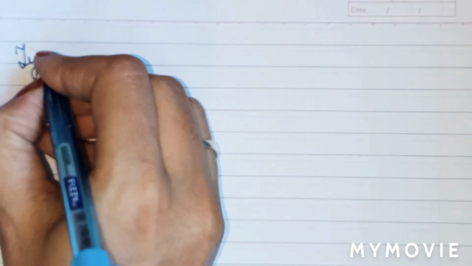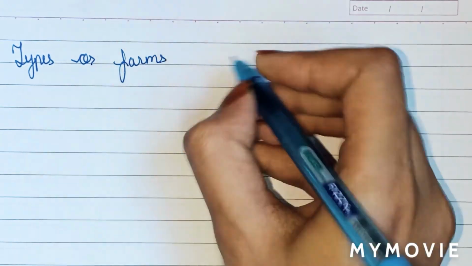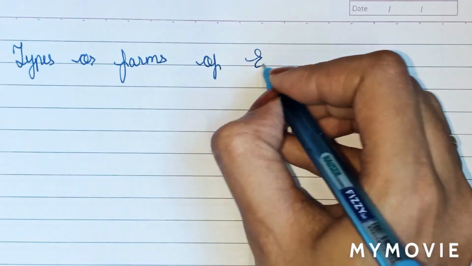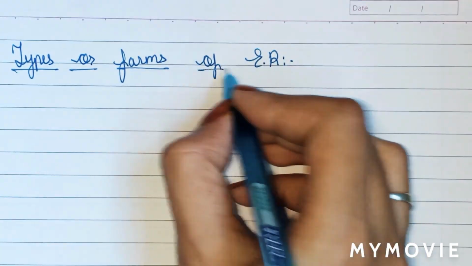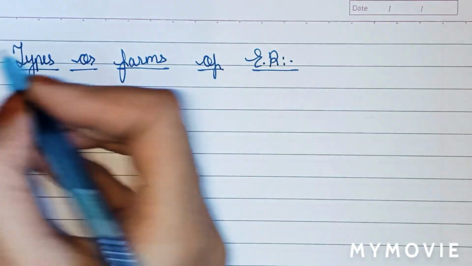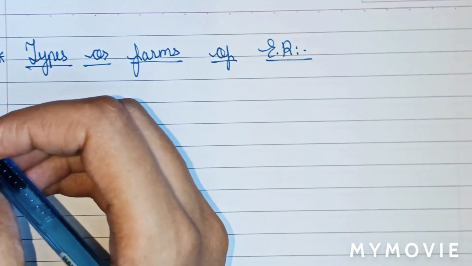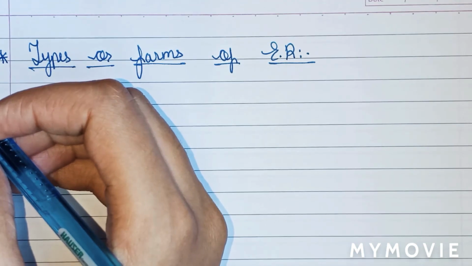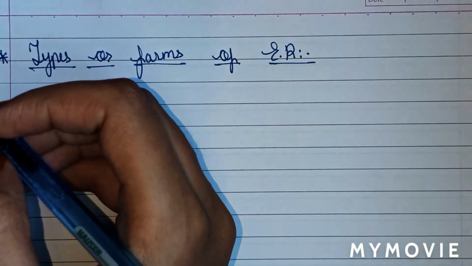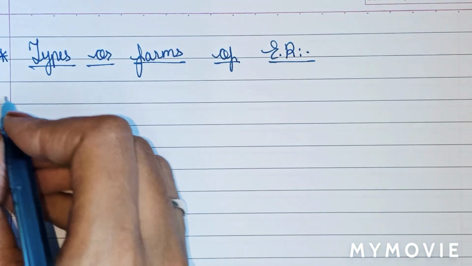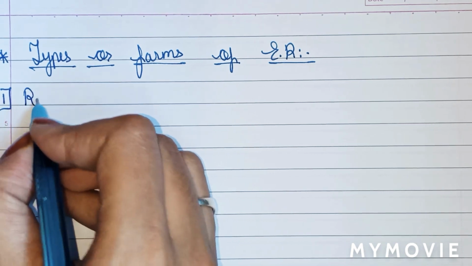Types or forms of endoplasmic reticulum, means ER. Now there are two forms or types of endoplasmic reticulum: RER, meaning rough endoplasmic reticulum, and SER, meaning smooth endoplasmic reticulum. Now first we are going to see the RER, rough endoplasmic reticulum.